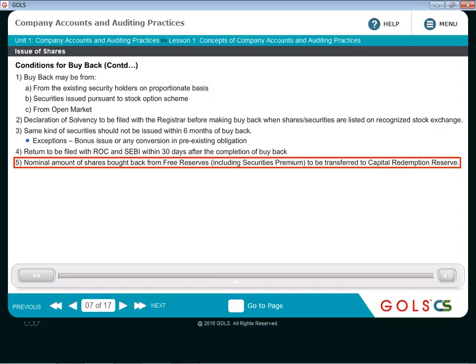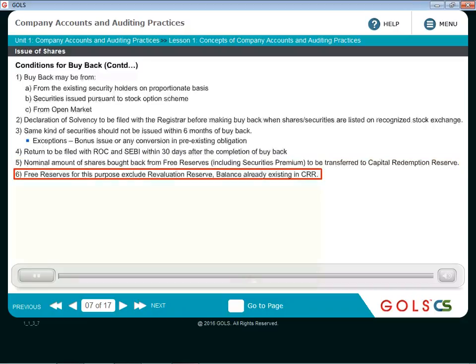Now, if the buyback is happening from free reserves, including securities premium, then to the extent of the nominal value of shares bought back with the help of these free reserves, that amount of nominal value should be transferred to capital redemption reserve. The objective is that the capital redemption reserve can be utilized only for the purpose of bonus issue.